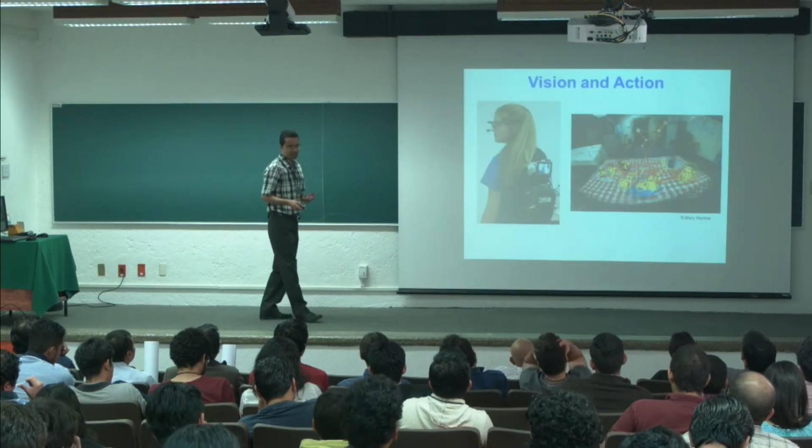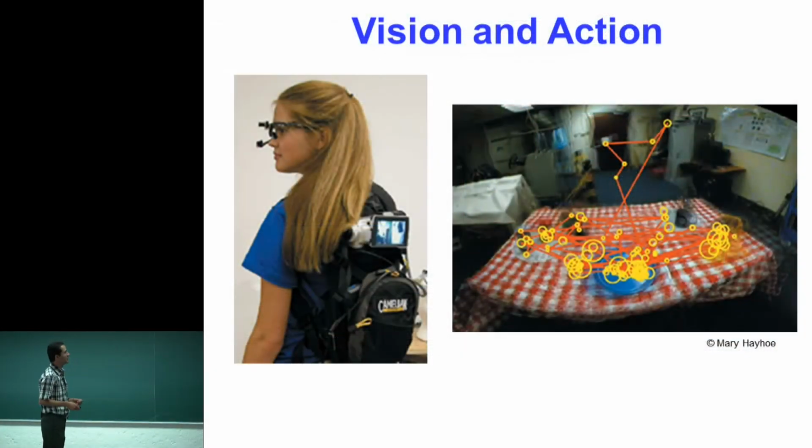So there are some other experiments. For example, here are some experiments from Mary Hayhoe and Dana Ballard. They use this eye tracker, and they ask people just to perform a task like, for example, making a sandwich. In this case, you can see all the fixation points and the saccades that the people performed. Again, the size of the circle means the time that they spent looking at something.